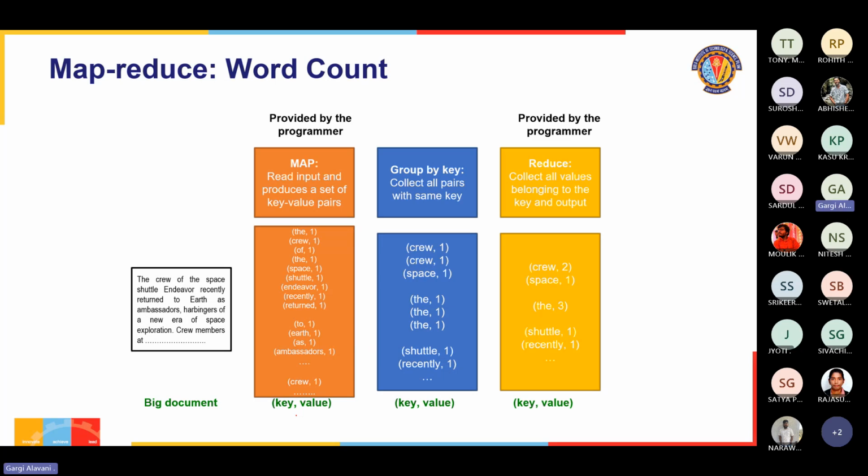Then the programmer will also have to mention what should be the reduce function. If the programmer says collect all values belonging to the key and output, since crew is repeated twice, it is crew, 2. The is happening thrice, so the, 3. Shuttle and recently are 1, so it is 1, 1 each.